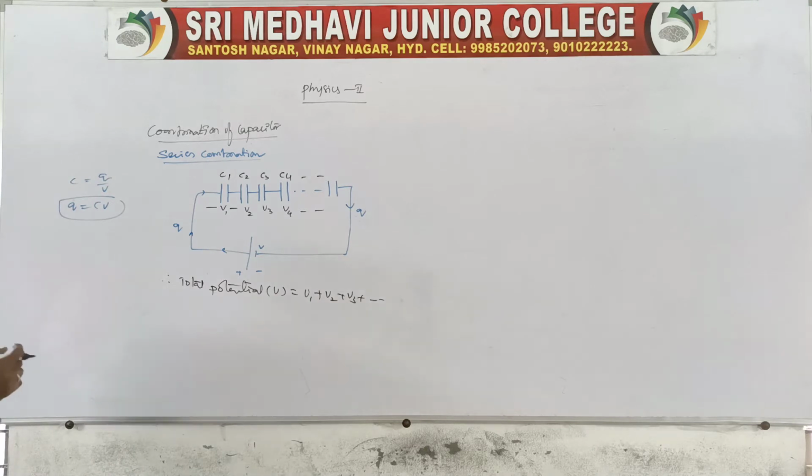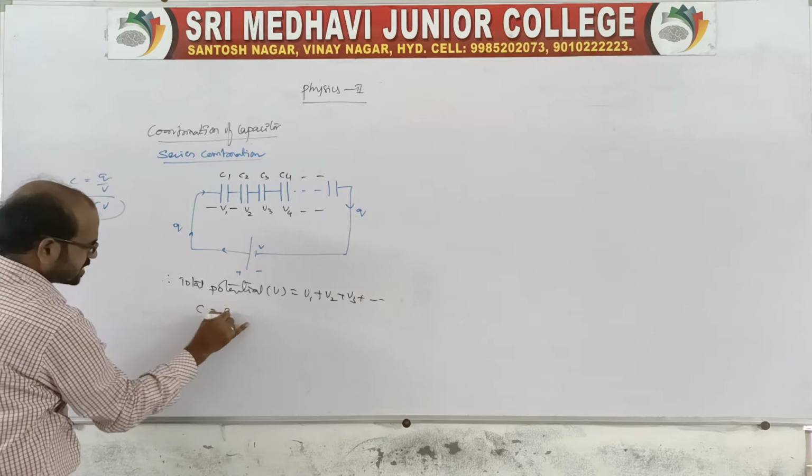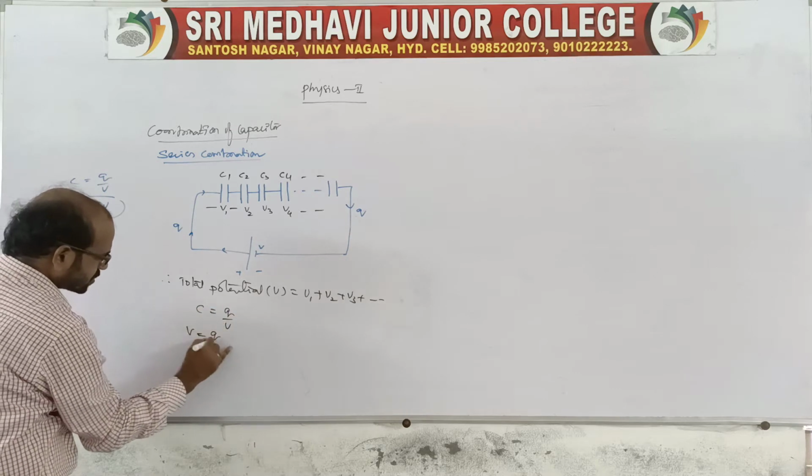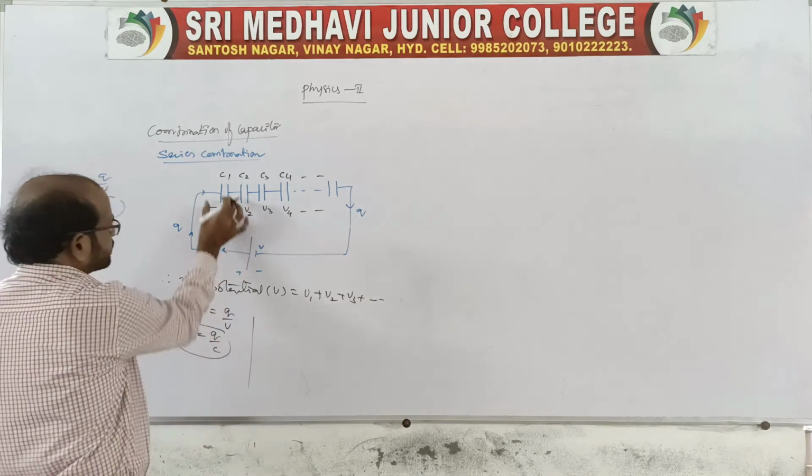So here we should get a V value, because C is equal to Q by V, so V is equal to Q by C. This is the value. And suppose I want to say about V1 for the first capacitor.